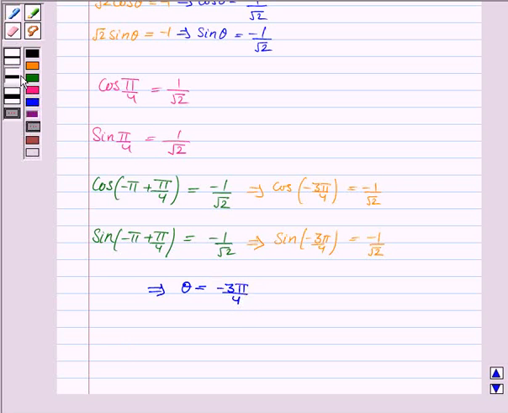Hence, z in polar form can be written as r, that is root 2 into cos minus 3 pi by 4 plus iota sine minus 3 pi by 4, which is the required polar form. So this completes the question.